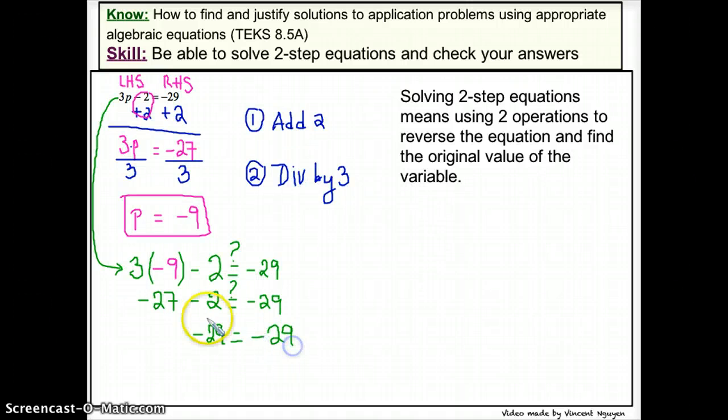So this example was a little long because I had to explain to you how to solve the two-step equation and how to use your answer and plug it back into the equation to check to see if it works out. And when you end up with a true statement at the end, it means that your solution is correct. So you can check that off and be confident that your answer is right. Okay, so now we're going to look at another example.